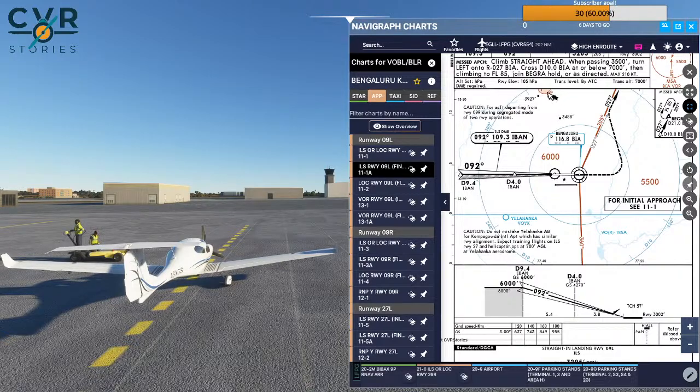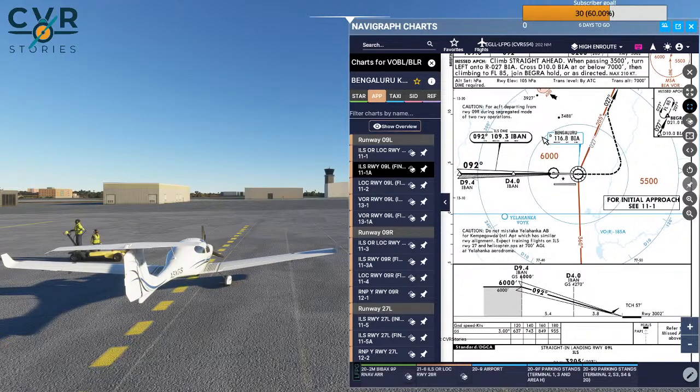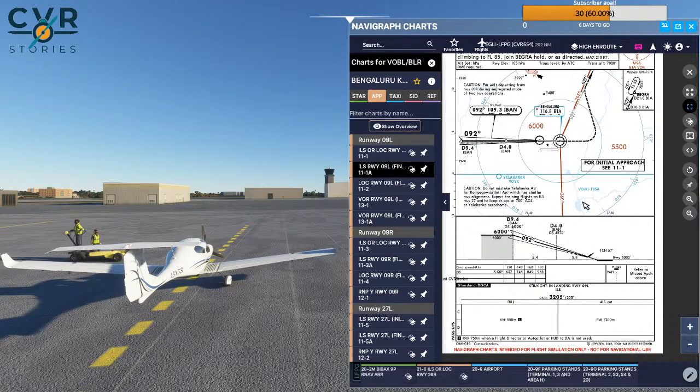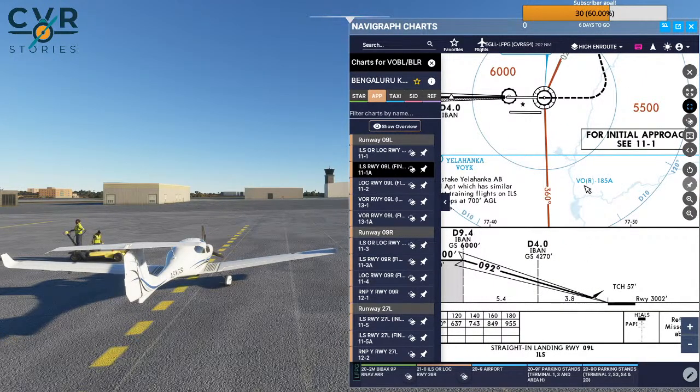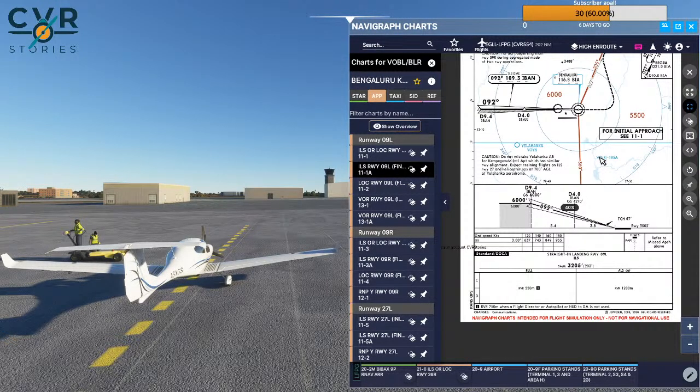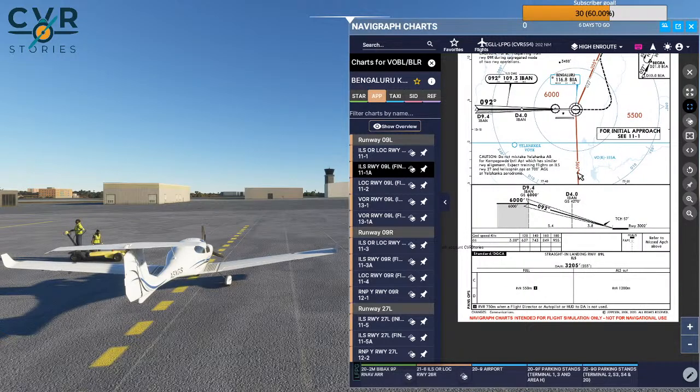And this is showing you that right off the map, you have the highest obstacle at 4,000 plus feet, which we know as Nandi Hills at 4,800 feet, right? Another thing you see over here is it's giving VOR 185A. This is basically telling you that you have a restricted airspace around this area, which would be for the Yelahanka airbase rather.